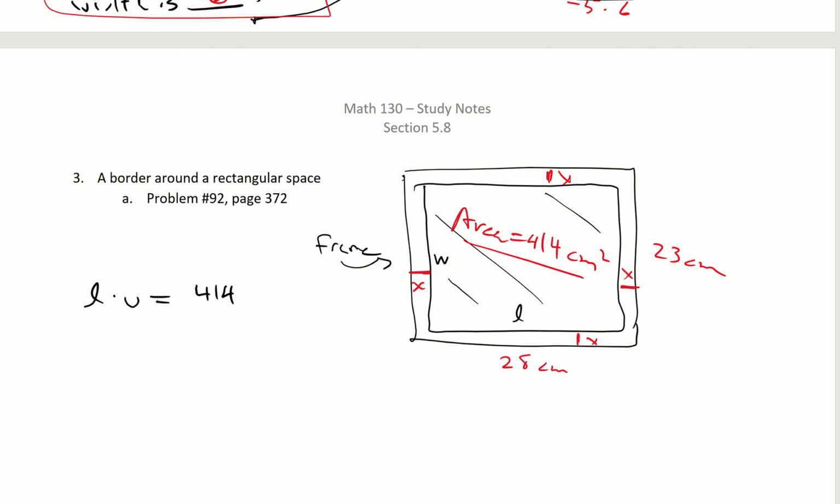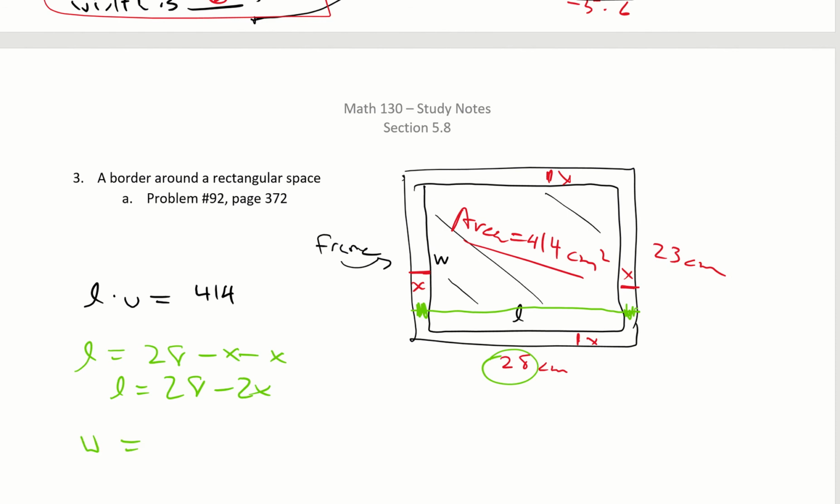Okay, so from here all the way across, we know is 28. But here's the thing. We are going to do the picture frame itself, the picture itself. We don't need this part, and we don't need this part. That's not what L is. You know what L is? L is 28. Take away the X on the left, take away the X on the right. So L is equal to 28 minus 2X.